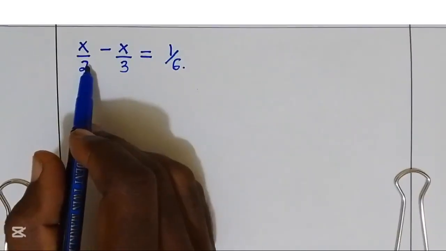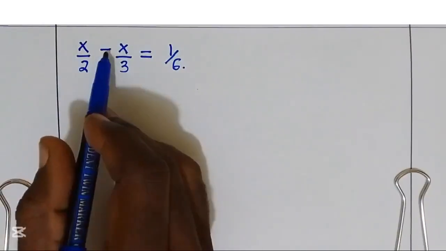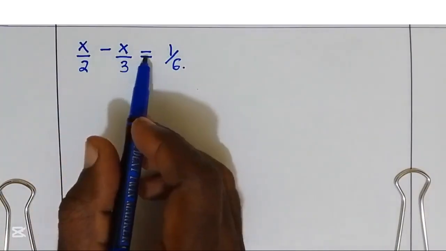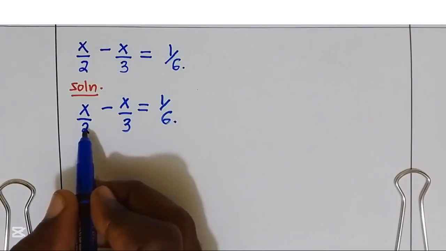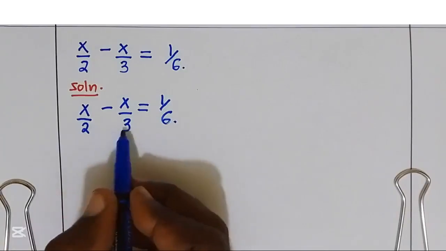Let us do question number 2. We have x over 2 take away x over 3, this is equal to 1 over 6. We need to solve for x. First, we are going to combine these two terms by finding the LCM and then take away.